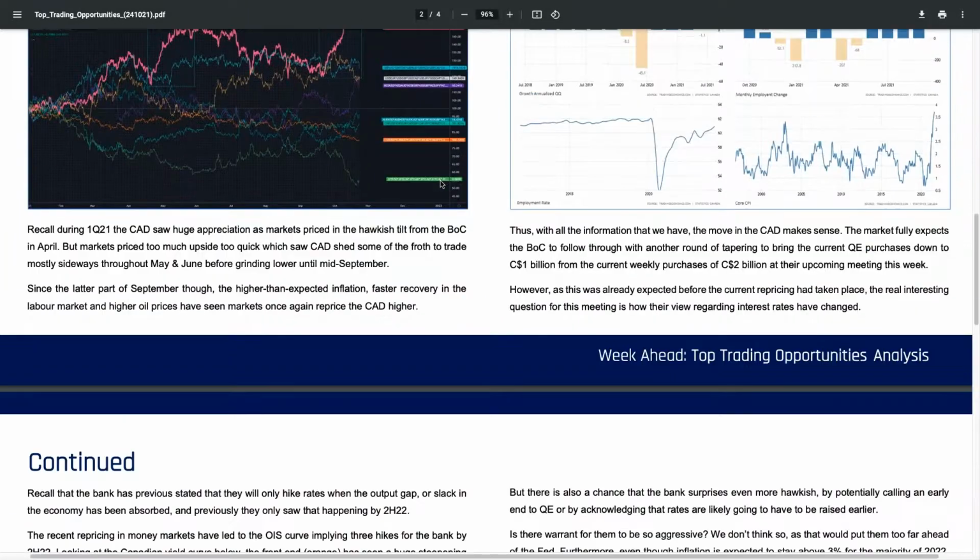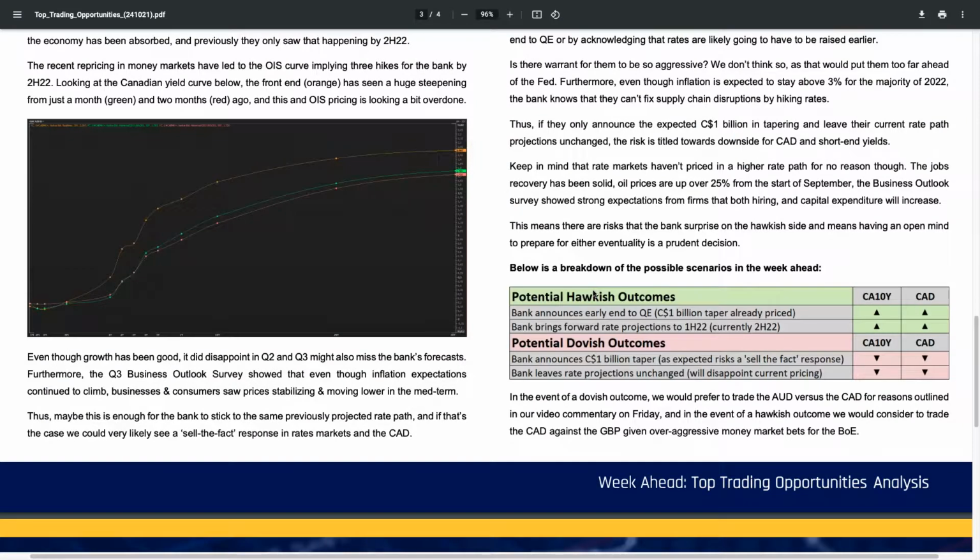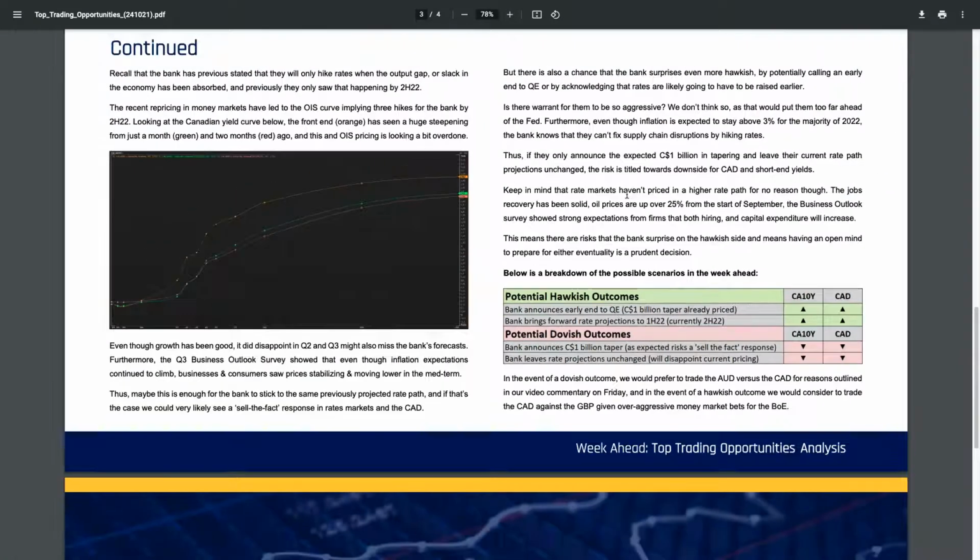Now, what we're expecting from the Bank of Canada is that they reduce tapering by 1 billion Canadian dollars and leave $1 billion of tapering still allowed. Now, look out. If they announce an early end to quantitative easing today, so if they say we're going to finish quantitative easing, and if they say we're going to expect interest rate hikes to come in the first half of 2022, then look for upside in CAD.